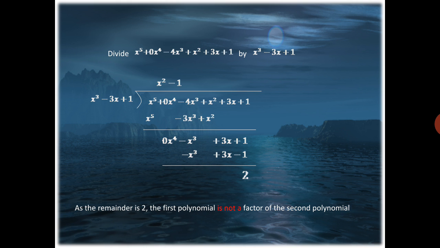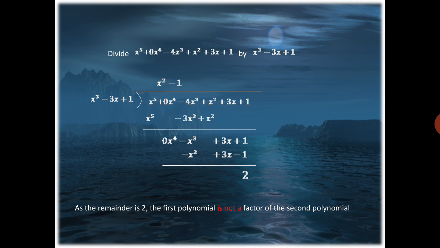After subtraction, we will see that the very first term, that 0x raised to power 4, is not needed here. So ignore it and proceed with the next, that is x raised to power 3 minus x raised to power 3. Accordingly, again we will multiply it by minus 1 simply here and we will get the solution over there. The next step is subtraction, and this subtraction yields you 2 in the place of remainder.